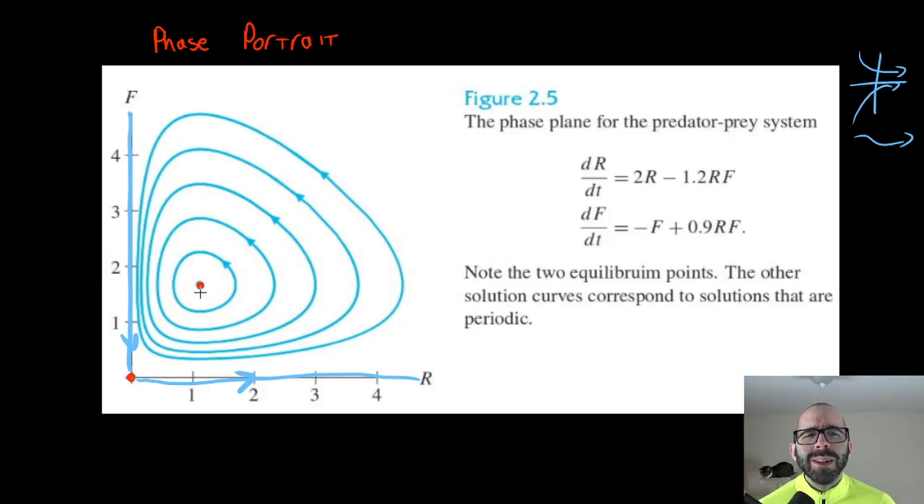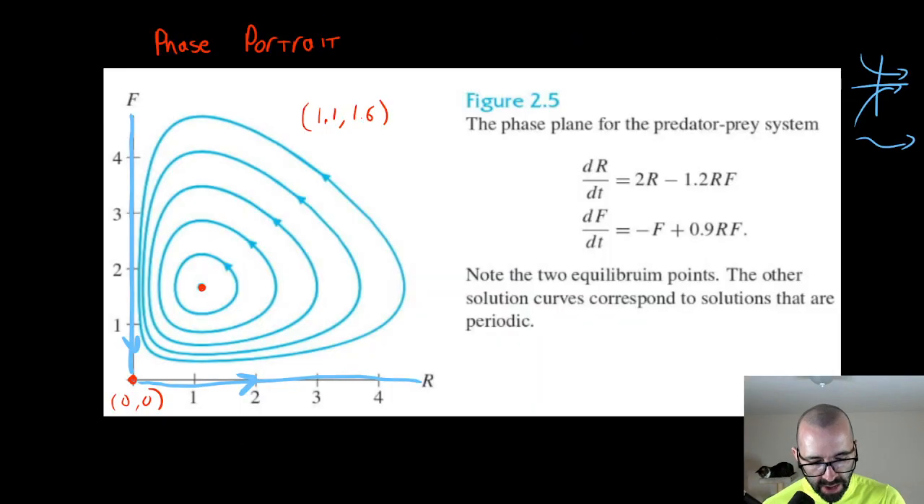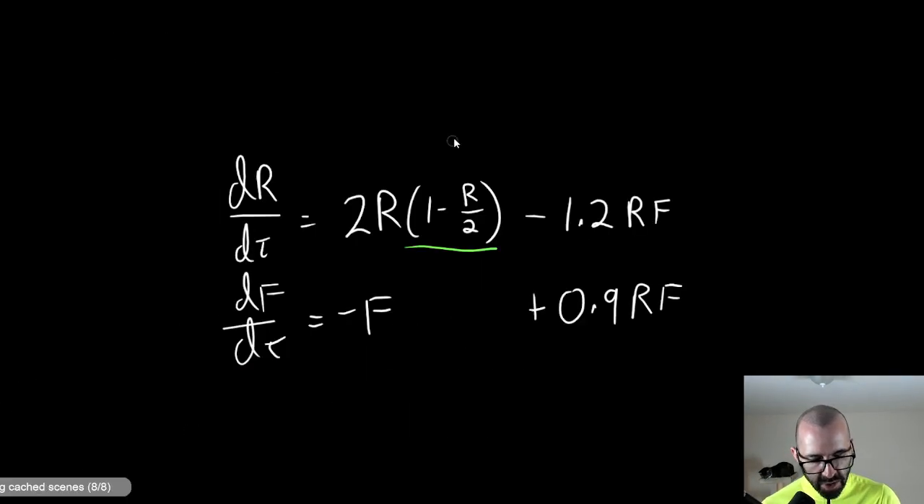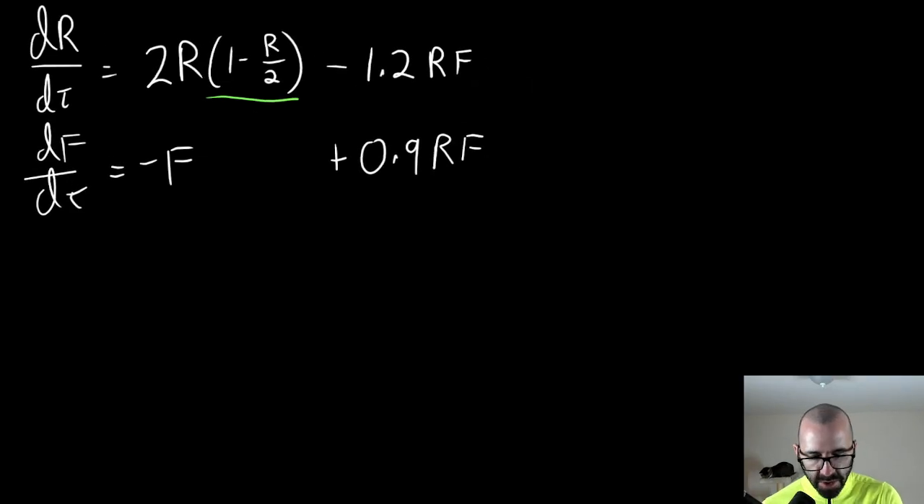Now, how much could this really have changed? Well, let's look at the equilibria. Remember, the original one had equilibria at around 1.1, 1.6, and another one at 0, 0. What about our equilibrium solutions here? Let's maybe not just look at equilibrium solutions. Maybe we'll look at a couple other solutions.